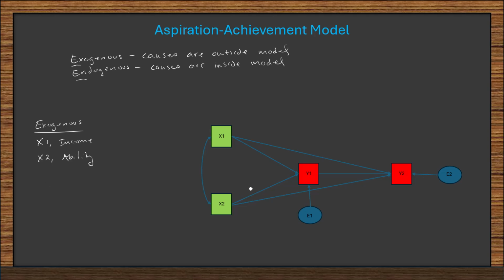Now we can see in our red boxes, these are our outcome variables within our model, our dependent variables in a way, in some part of the model. And so they are endogenous variables in that we have something predicting them. For example, for y1, which was aspiration, the causes are presumed to be influenced by x1 and x2, which is income and ability. y2 is achievement, and that's presumed to be influenced or caused by x1, x2, as well as y1.